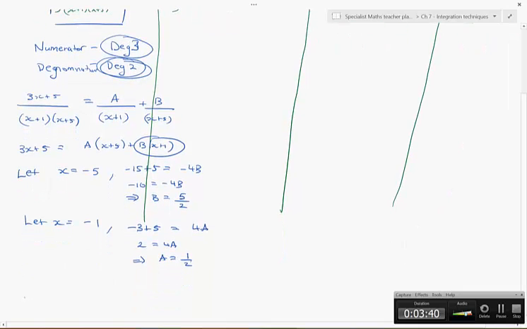Once I've worked out my partial fractions in the top right-hand corner, if I was doing this in an exam, I would say that therefore the antiderivative of 3x plus 5, if you want to show working properly, this is what you say, is therefore equal to 1 over 2. I'm also going to split it up into two integrals. Plus, 5 over 2.